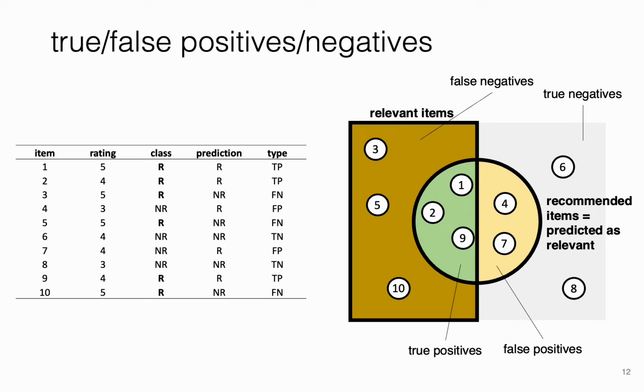The box on the left part contains all actually relevant items. So, in the green intersection of the box and the circle, we have the true positives. The brown part, the difference of the circle from the box, are the false negatives, the items the recommender fails to recognize as relevant. The items in the yellow part of the circle are false positives, while the gray part of the space are the true negatives.